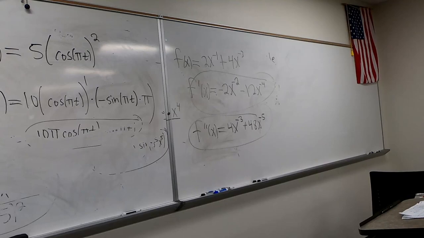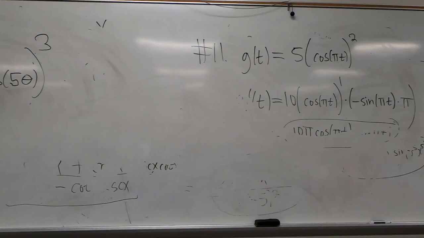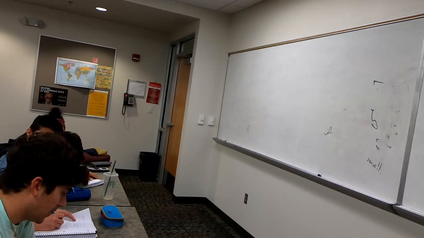I think that's right. Is that what Jack got? I think so. Yeah, it looks right. Yes, beautiful. Yeah, 15, right? You got a 15 out front? Negative 15? Okay, must be right. Good.